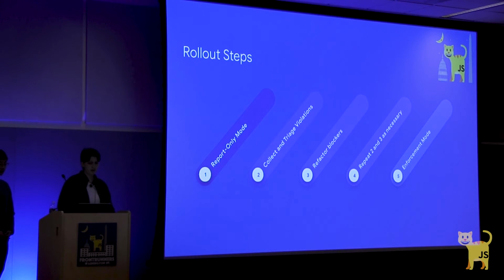As we collect violations, we'll refactor blockers to make our front-end code trusted types compliant, and steps 2 and 3 can be repeated until we're confident that we're not shipping any code that includes any trusted types violations. Trusted types reports tend to be noisy.